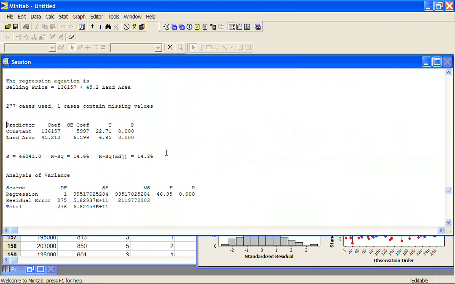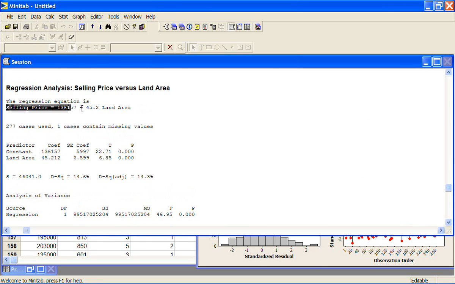So here we've got our regression equation again. Selling price is equal to $136,000 plus 45 times the land area. We have a t-test here for both the constant and the land area, for both parts of this equation for the straight line, to see if they're significantly different from zero. So the null hypothesis for each of these is that the coefficient equals zero. The p-value here is really, really low, so the chances of observing the data if the constant was in fact zero is very small, so we assume the constant is not zero. And we also find that the chances of observing the data if the slope of the relationship between land area and selling price was zero is also very small, so the slope is probably not zero.